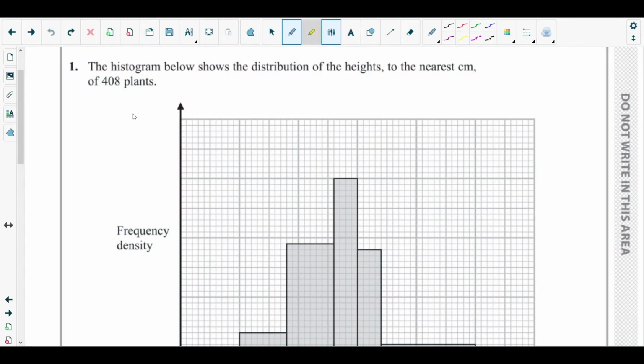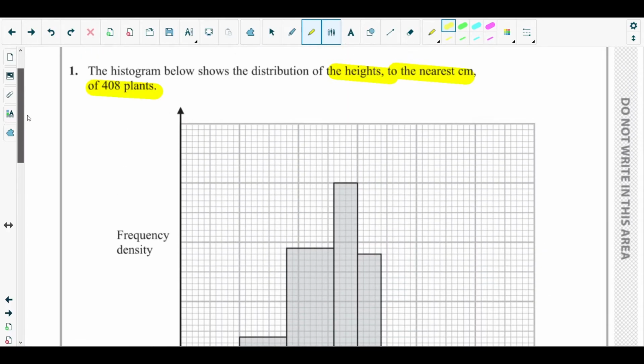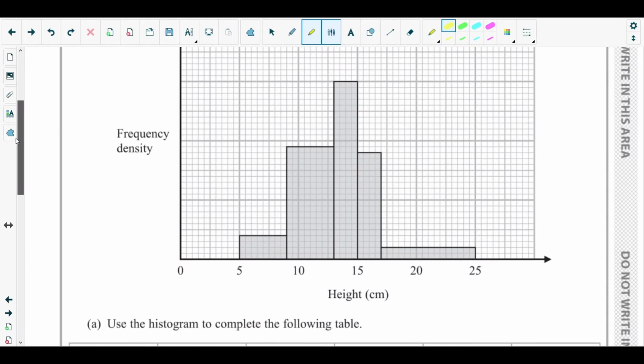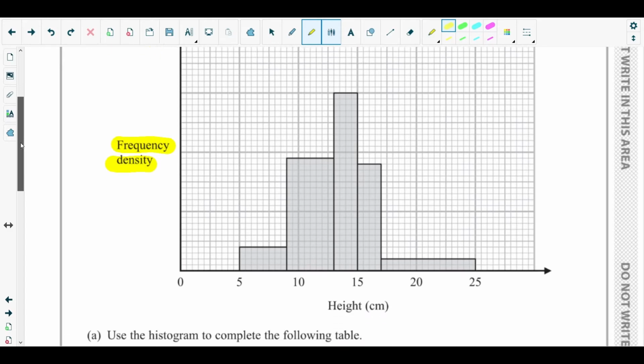Here they are saying the histogram below shows the distribution of the heights, to the nearest centimeter, of 408 plants. The total frequency here is 408 plants. This is a histogram. For a histogram, we know that along the x-axis the class interval is taken, and along the y-axis the frequency density.